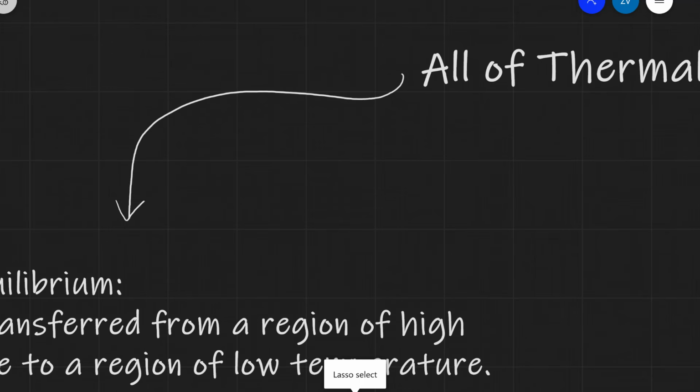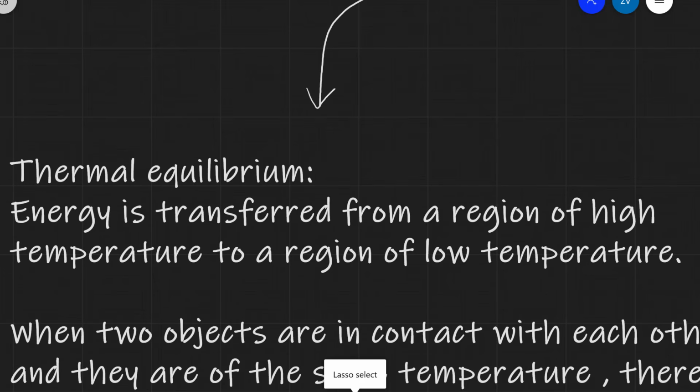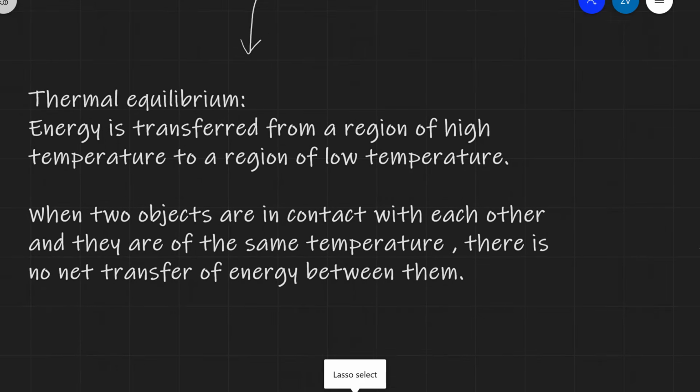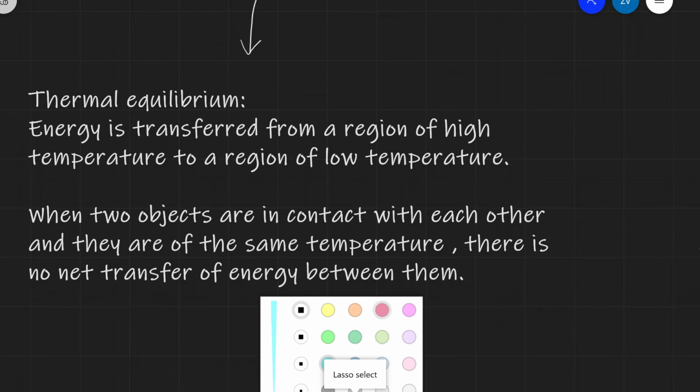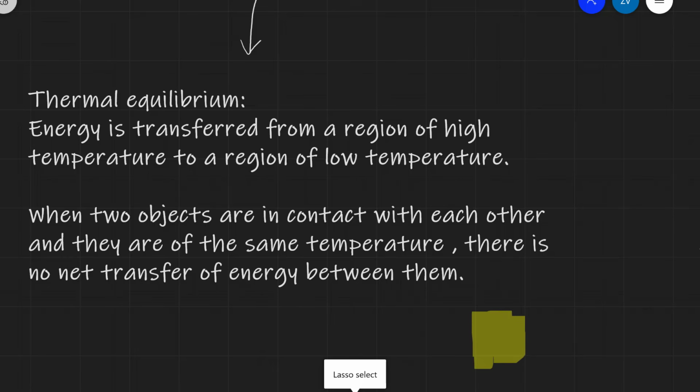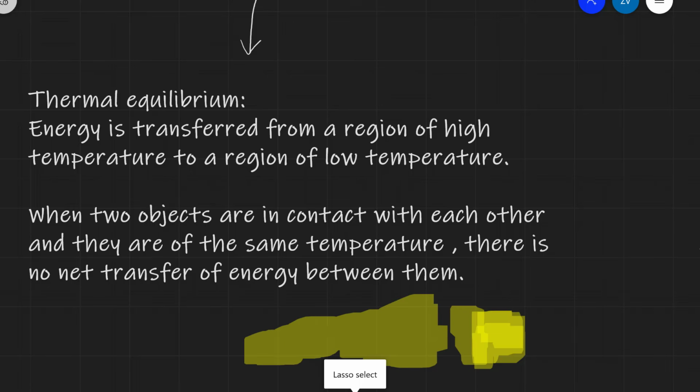What we need to talk about first is thermal equilibrium. So in general, energy is transferred from a region of high temperature to a region of low temperature. For instance, if I had a room full of air, and maybe a fireplace and a little bit of a fire at one end of the room, then the heat will actually slowly get transferred towards the other end of the room.